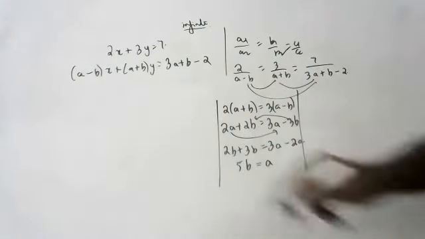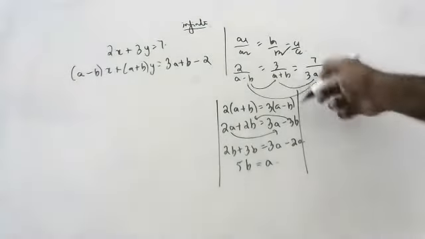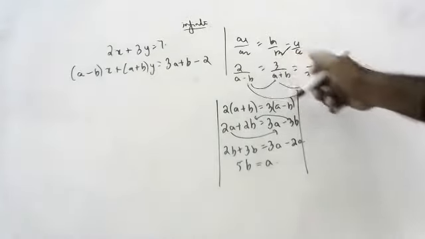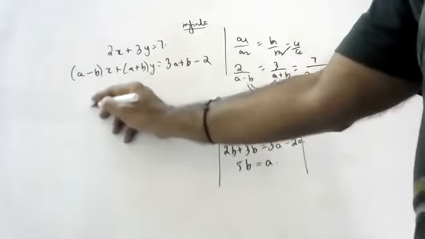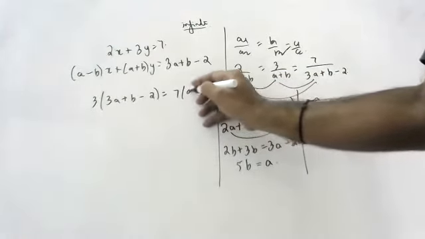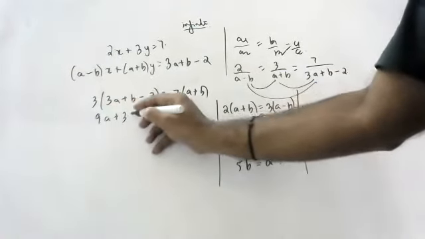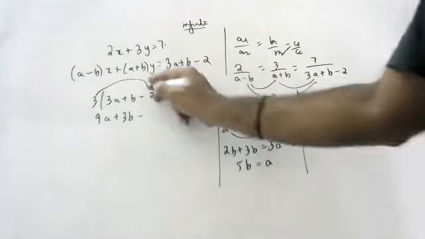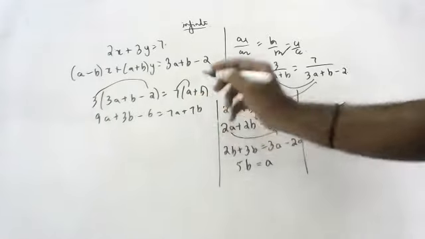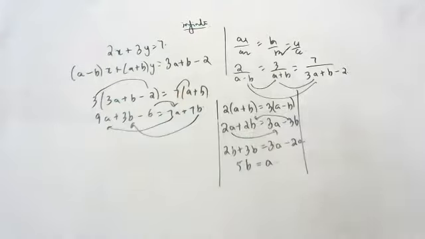Now, equations 2 and 3 are there, 1 and 3 are there. Which one do you want, children? 2 and 3. 3 into 3a plus b minus 2 equals 7 into a plus b. Solve: 9a plus 3b minus 6 equals 7a plus 7b. This you bring here, this you bring here, bring 6 here.